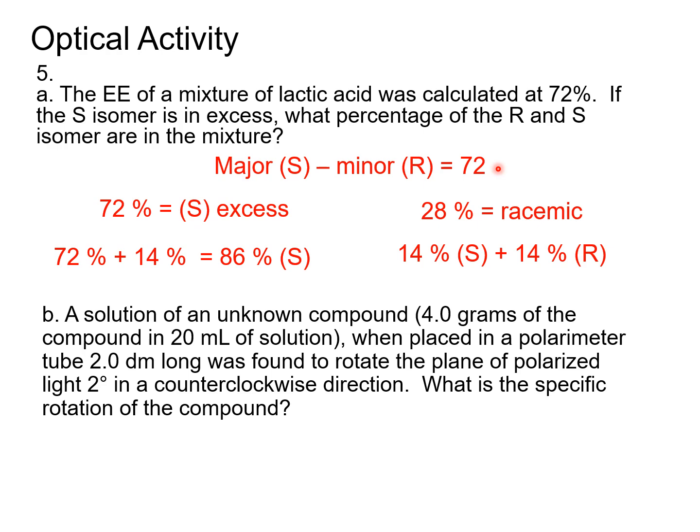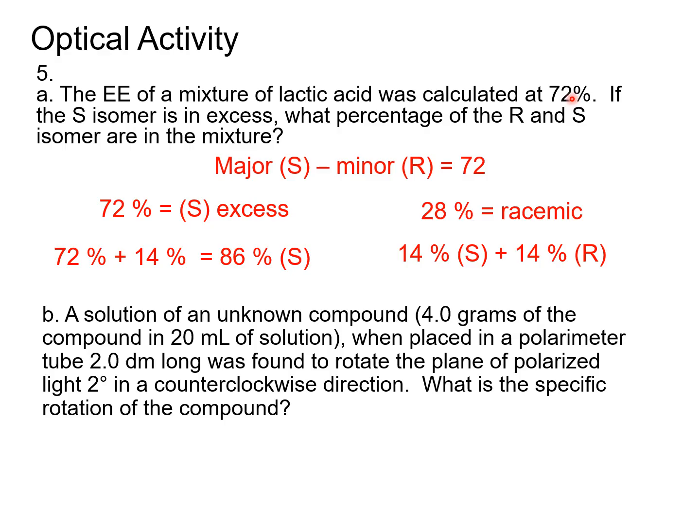So the excess would end up being 72. So what I'd want to end up doing would be adding my 14% of my S that canceled out my R to the 72% of my excess in order to get the percentages of each. This one's nice because you can always double check this with your numbers, right? If this is correct, 86 minus 14 should give me my EE.